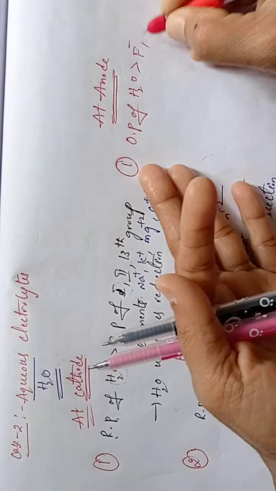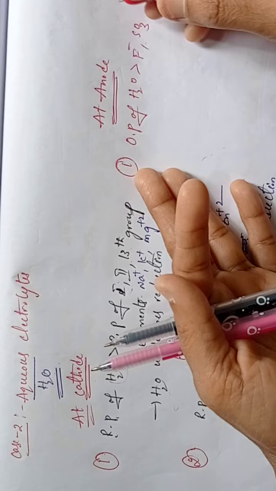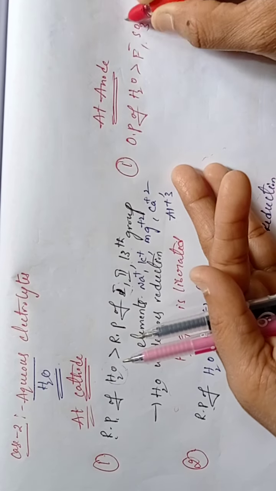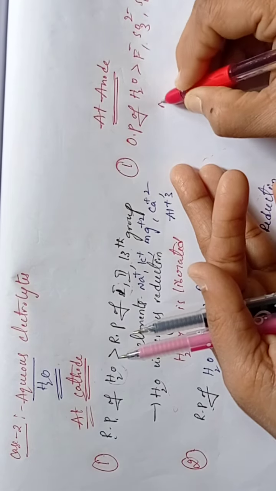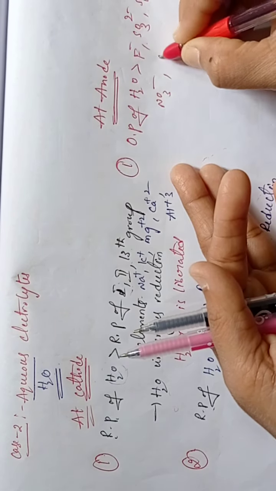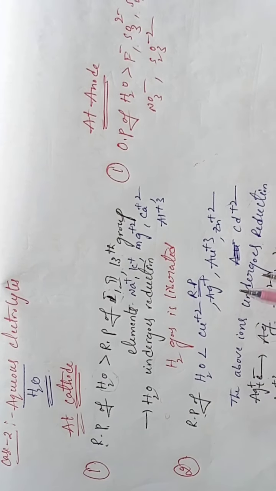F minus, SO3 minus 2 is the sulfite ion, and sulfate ion SO4 minus 2, and nitrate ion NO3 minus, thiosulfate S2O3 minus 2. Clear this one? So these ions.